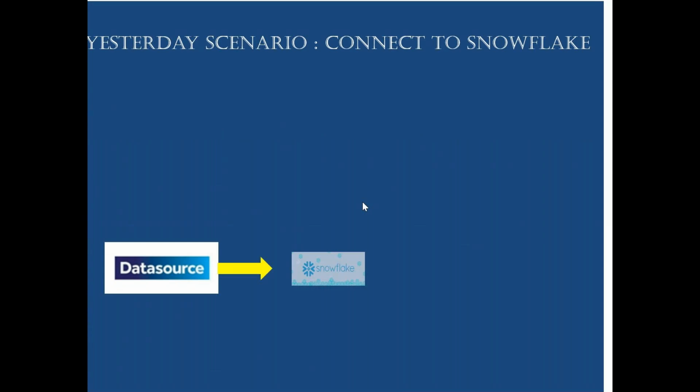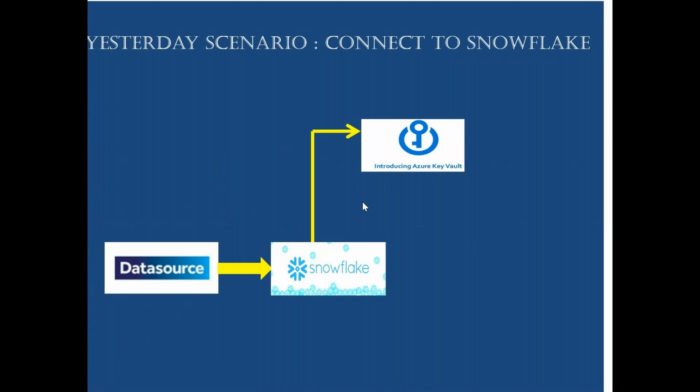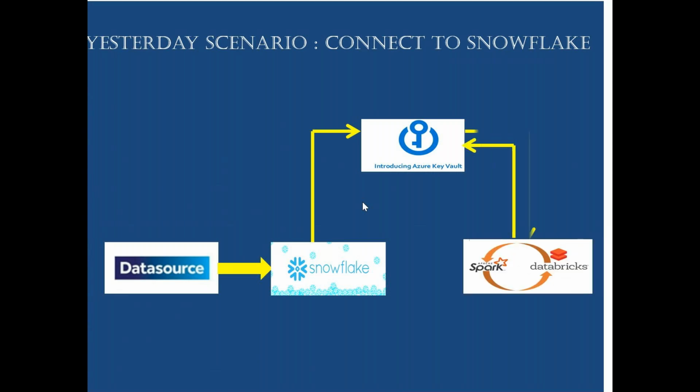So yesterday what we did is, we established a connection to Snowflake. From Snowflake, I stored the host name, username, password, database name, everything in Key Vault. From Databricks, I read those keys from Key Vault. Databricks used that host name, username, password, and database name to connect to Snowflake. After connecting to Snowflake, we learned how to read and write data to Snowflake. And we also learned how you can create a free trial for Snowflake. This is what we did in yesterday's session.